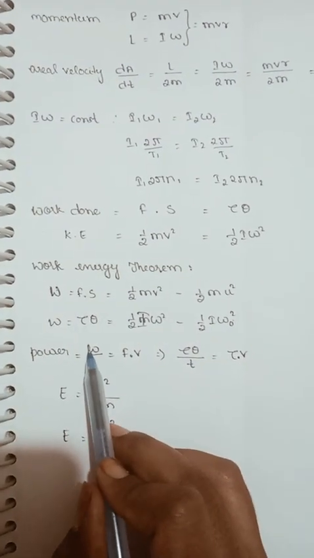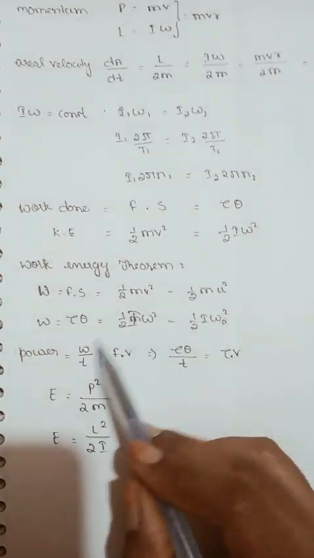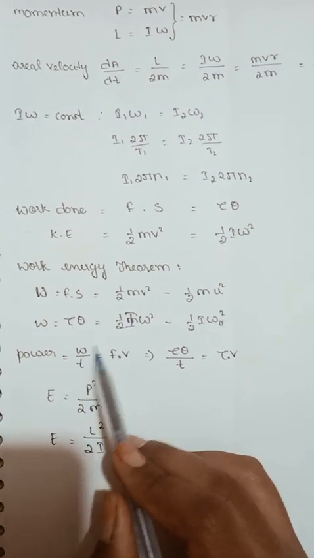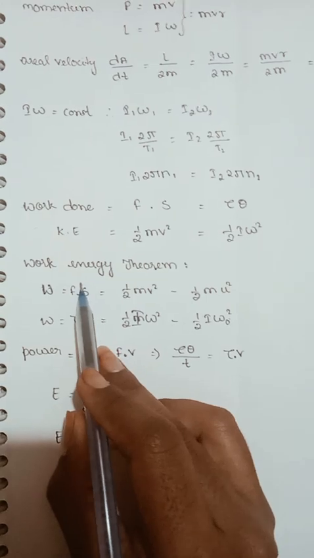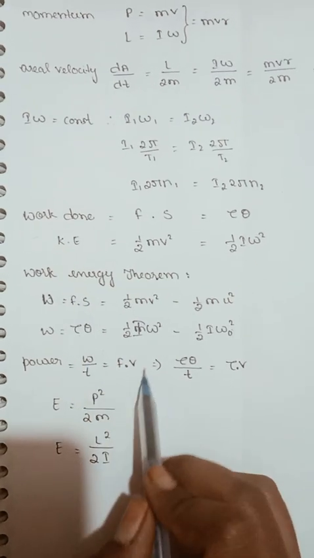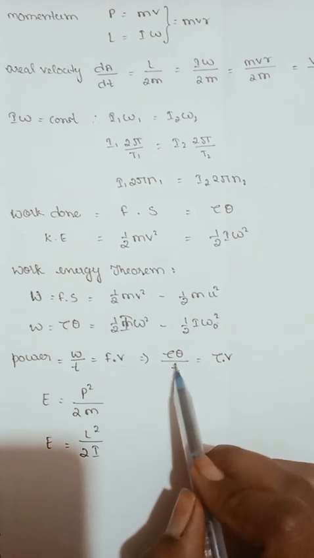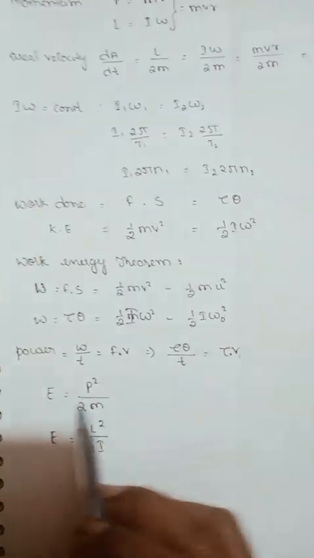Power is work done by time. Work done by time, we get it as force into velocity. Work done is force into displacement, F into S by t, and S by t is velocity. So force into velocity, which is equal to tau into theta by t, that is tau into omega.